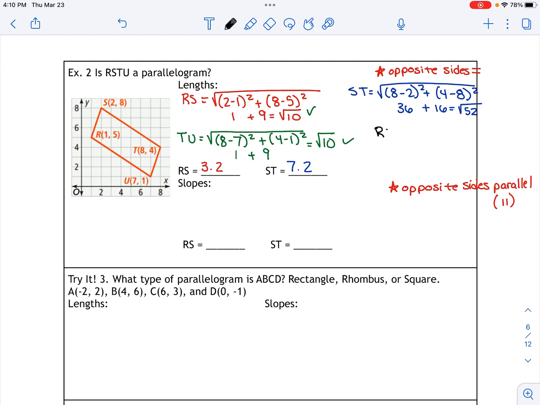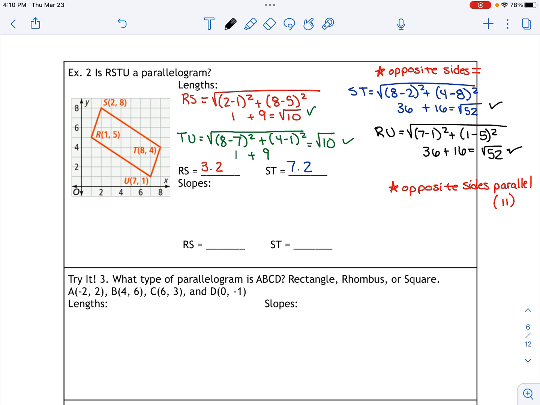RU. Is that one going to be equal to this one? So R to U would be 7 minus 1 squared and 1 minus 5 squared. That gives me 6 squared is 36. Negative 4 squared is positive 16. So it did come out to square root 52. So those two opposite sides are equal.